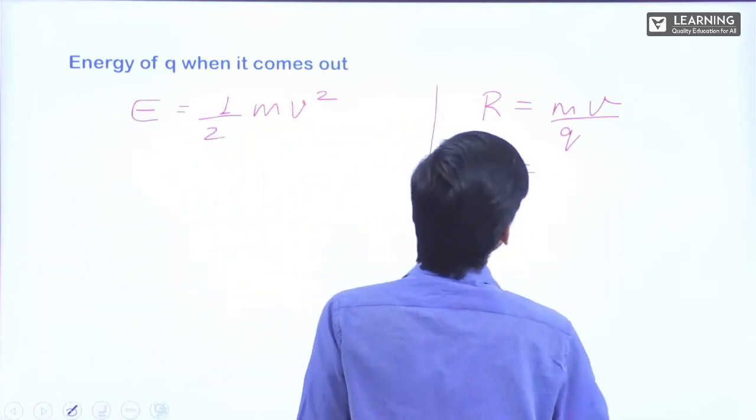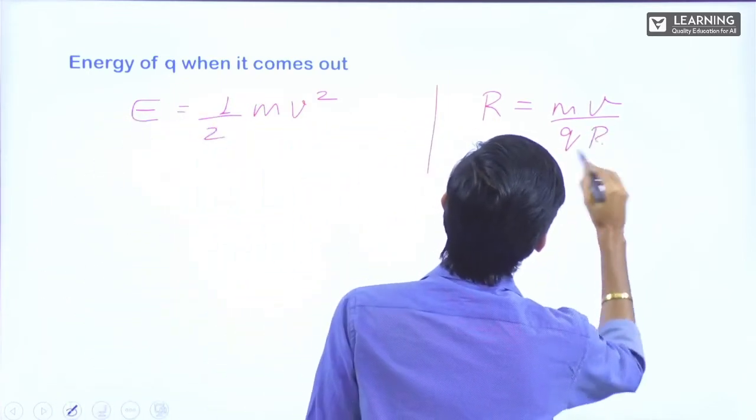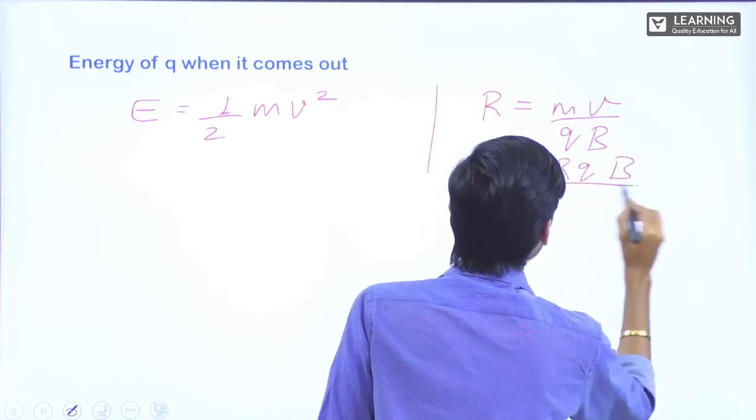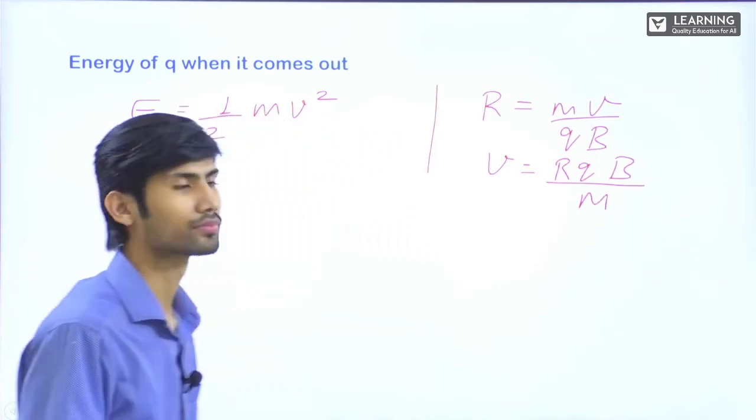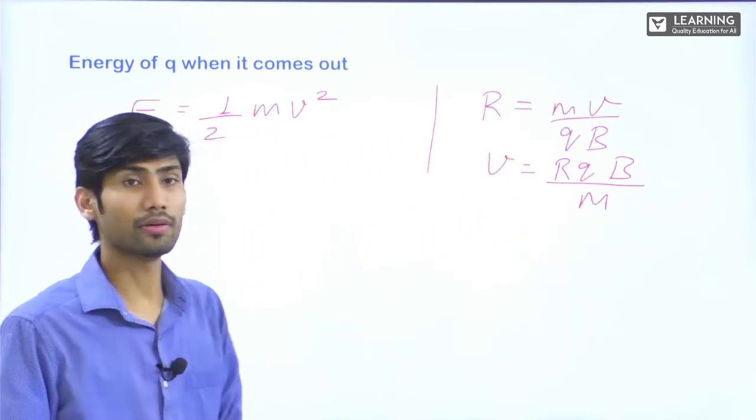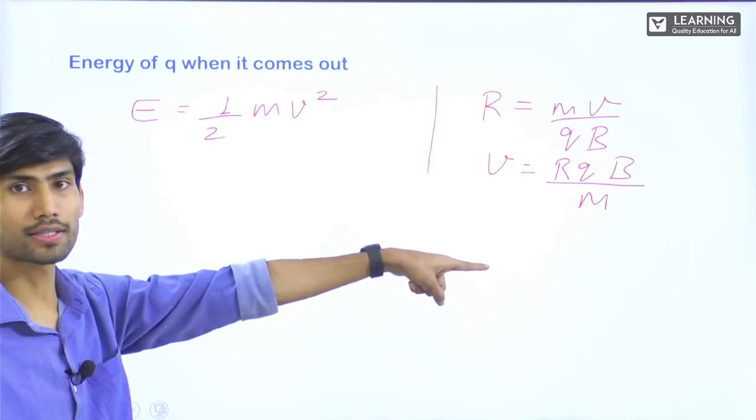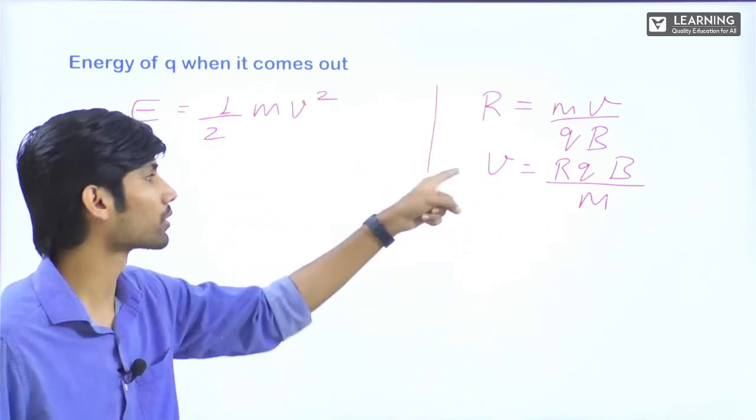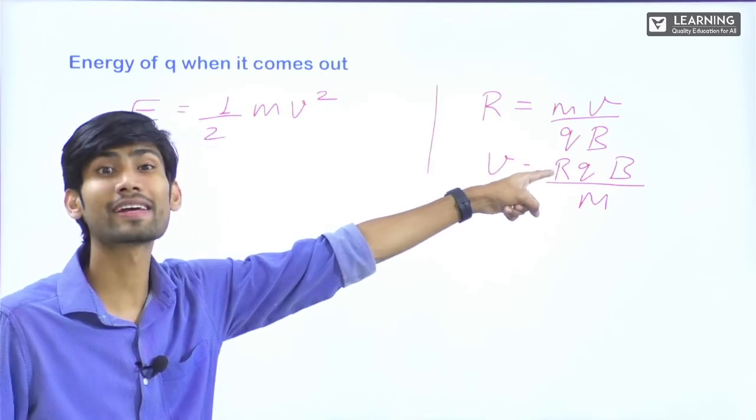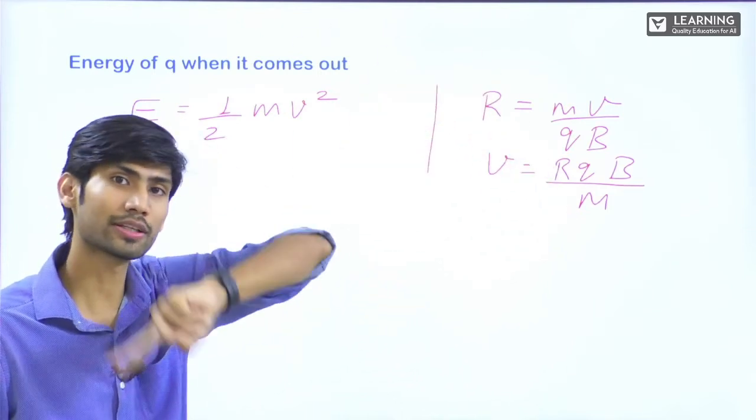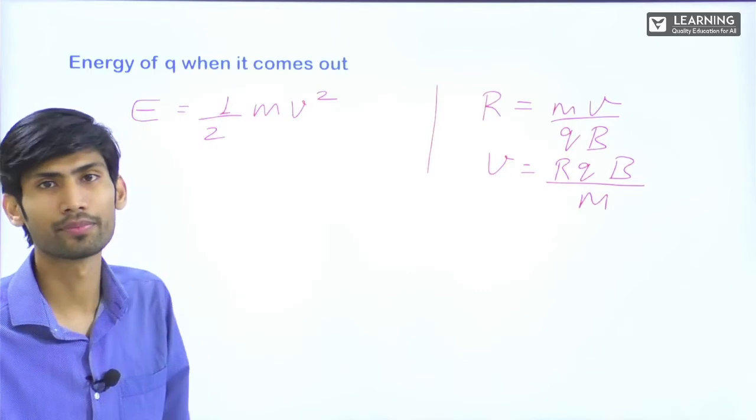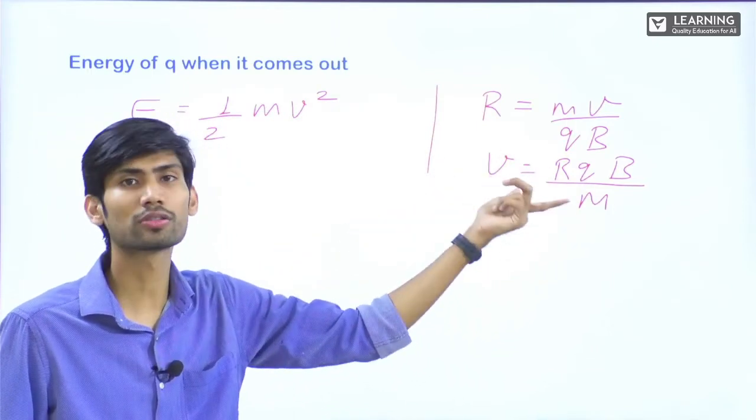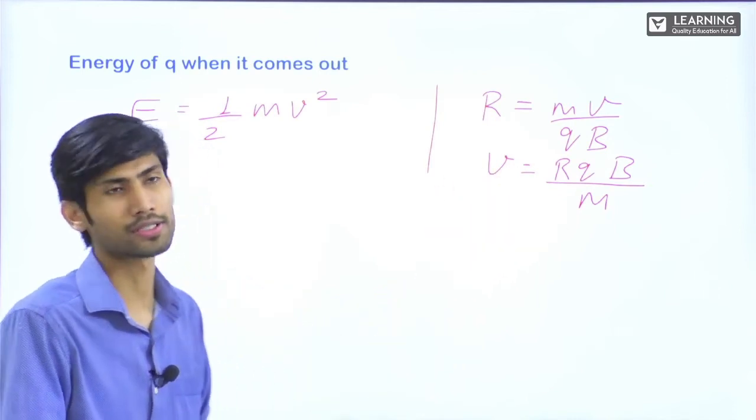V is equal to R qB upon m. See, once the charge is going in the cyclotron, before only we can get to know with which energy, with which speed it will come out, by the radius of the D. Because at the end, the radius of the circle the charge is doing is the radius of the D only, right? And the value of charge we know, the mass we know. So initially we can get to know by which velocity it is coming out.